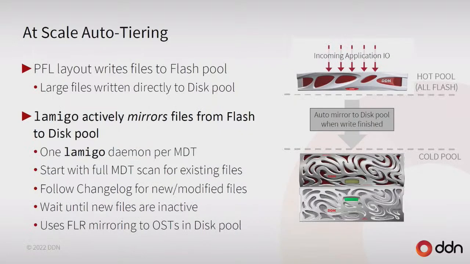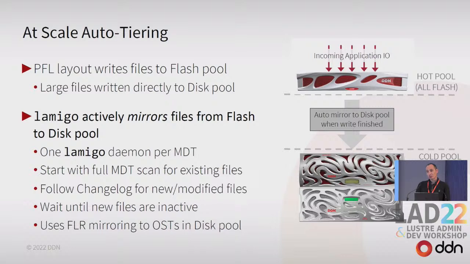So Hot Pulse basically relies on two main Lustre features. The first one is Progressive File Layout, and the second one is file level redundancy. We are using PFL to initially write files to flash pools, although it's possible that you can configure PFL to write very large files directly to your disk pool.